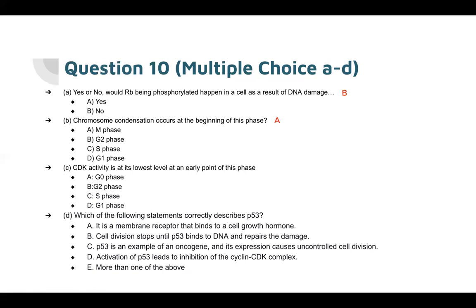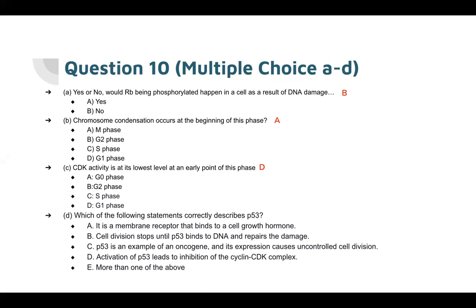C: CDK activity is at its lowest level at the entry point of this phase. So this would be G1. Remember, we need active CDK throughout the entire cell cycle, so we expect CDK activity to be the lowest during G1. D: which of the following statements correctly describes P53?